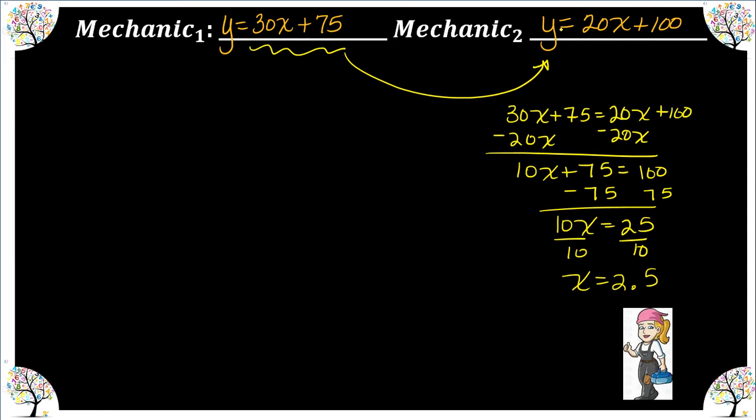Now, let's just plug it in to see what that amount will be. I can plug it right in here. So we're going to multiply 2.5 times 20, and that is 50, plus 100. So the total amount is $150. So at 2.5 hours, they each charge $150.